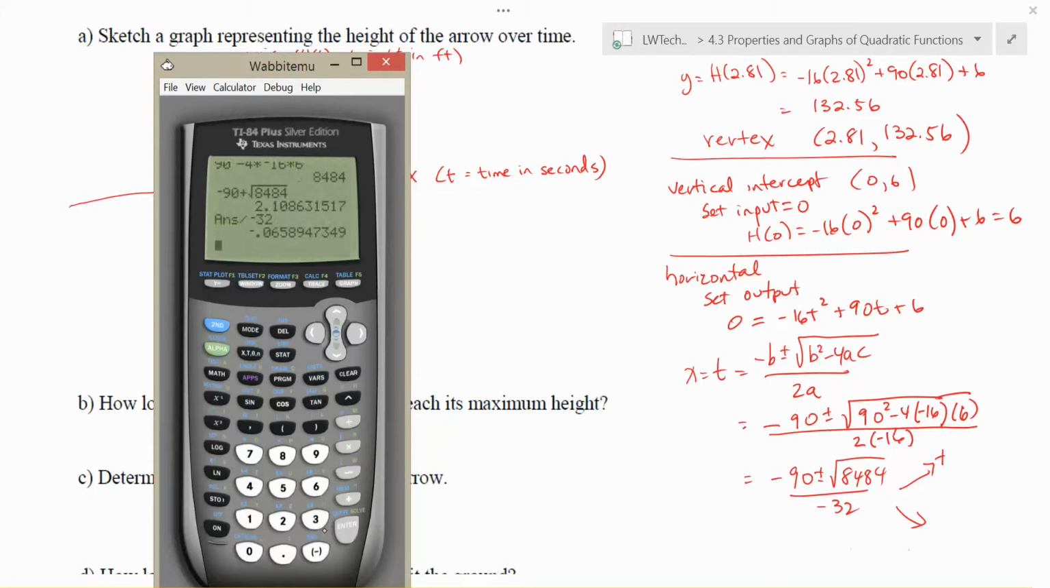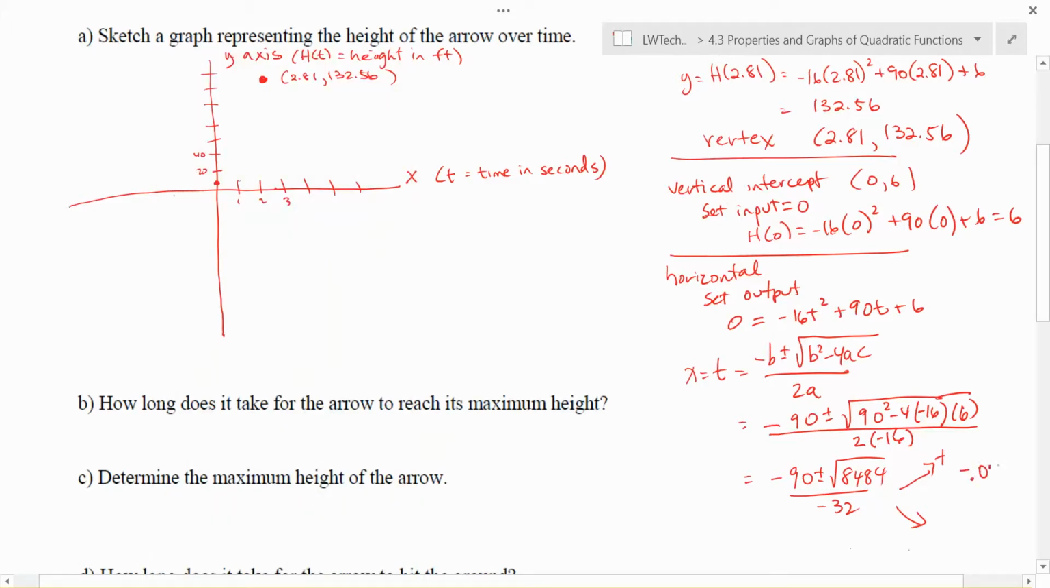That gives me negative 0.07 as one possible horizontal intercept. So negative 0.07, 0. So that kind of makes sense here. If you look at our picture, it's going to be coming down real close like this, and it's just barely going to be over there on the negative side.